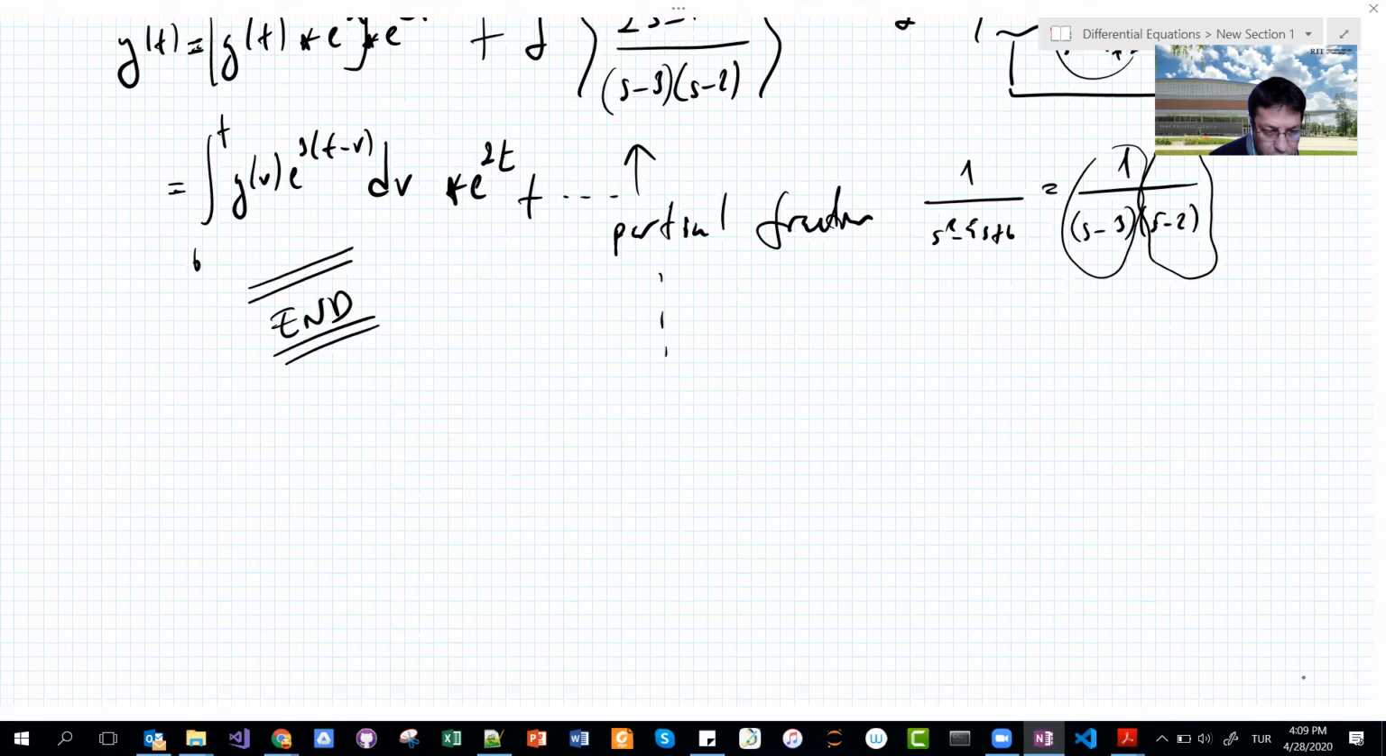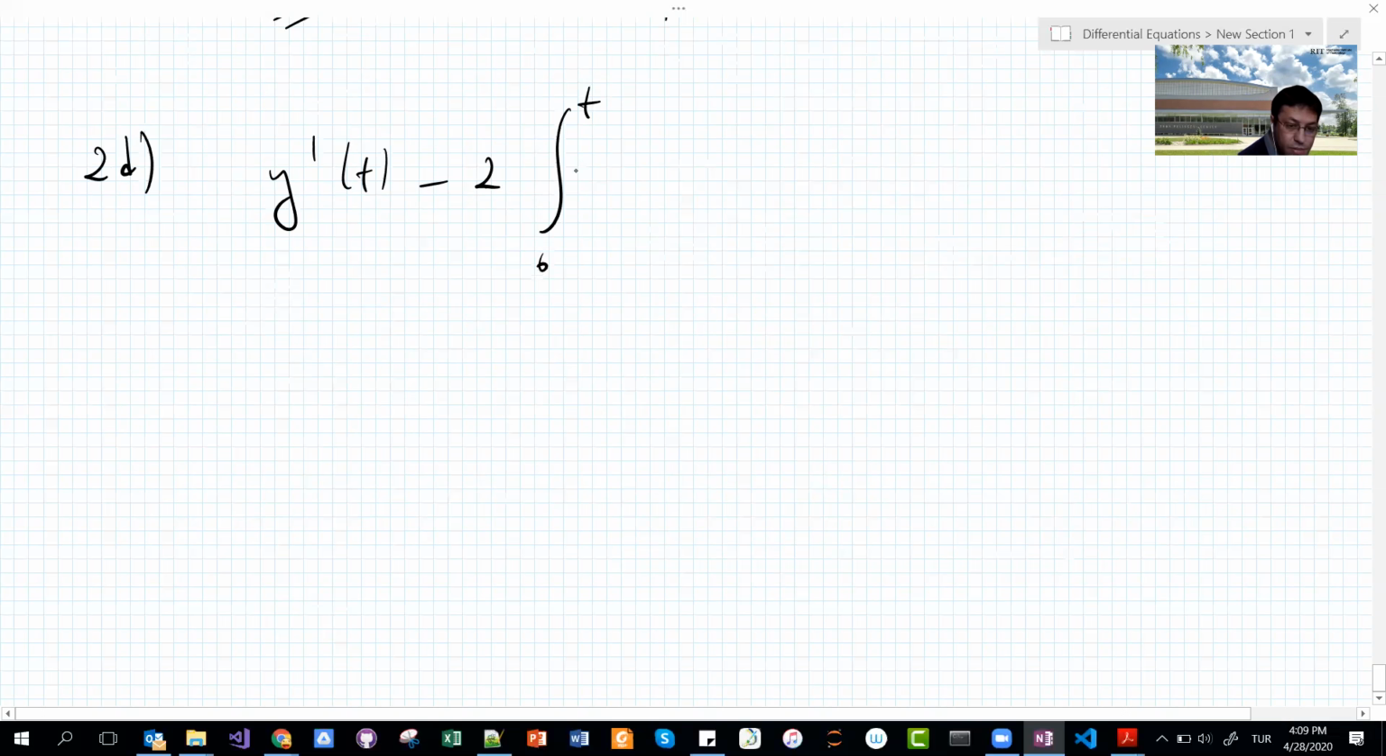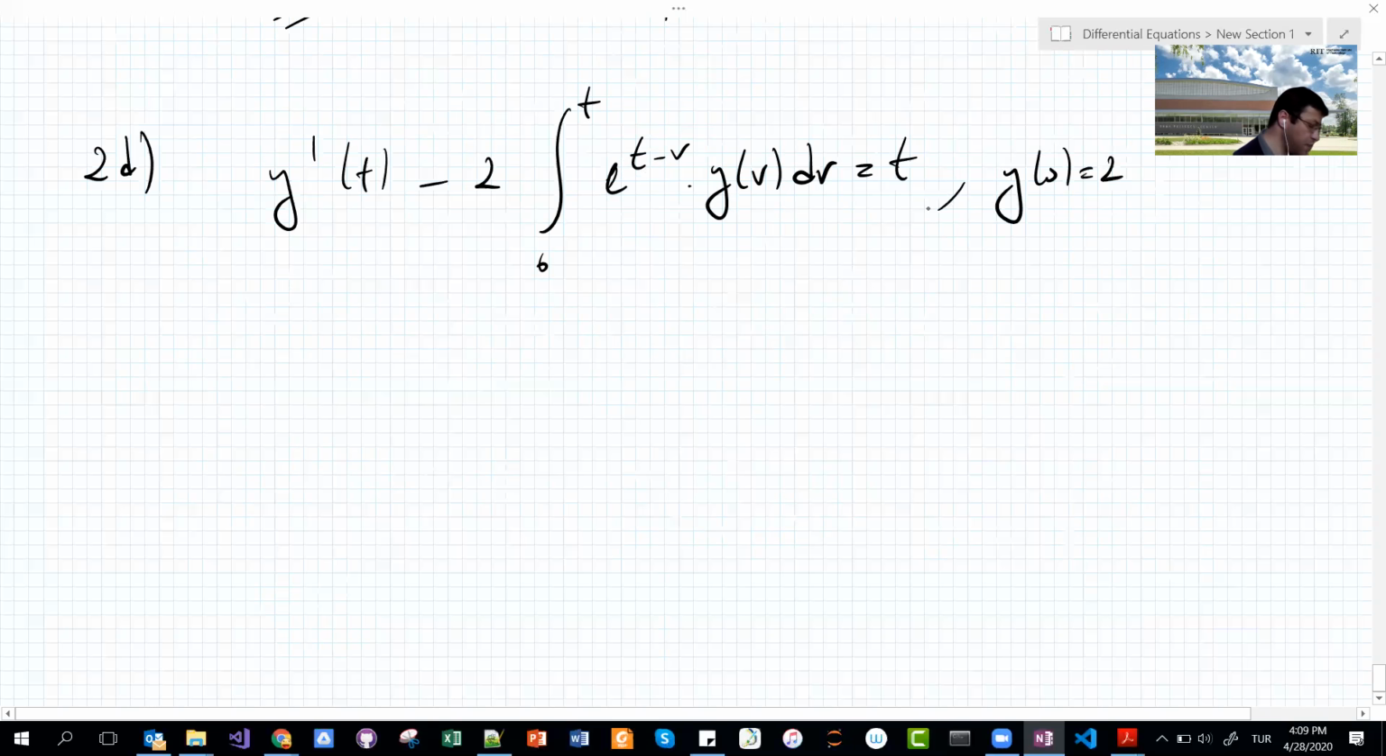Okay, one last problem, let's solve. An integral differential equation: y prime of t minus 2 times the integral from 0 to t of e to the t minus v times y of v dv, which is equal to t, and y of 0 is equal to 0.